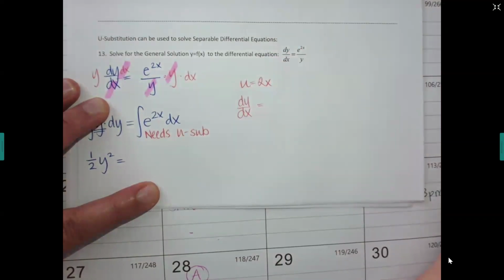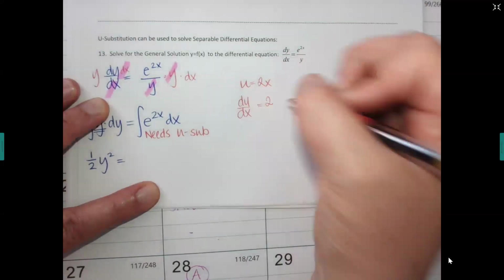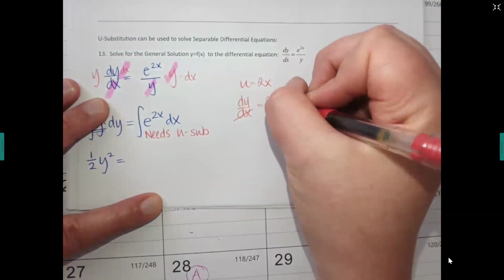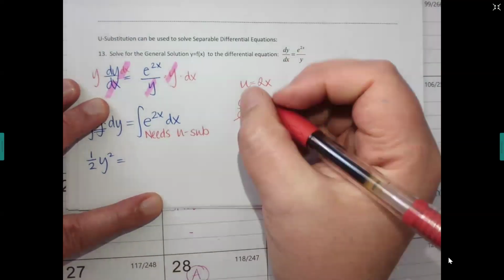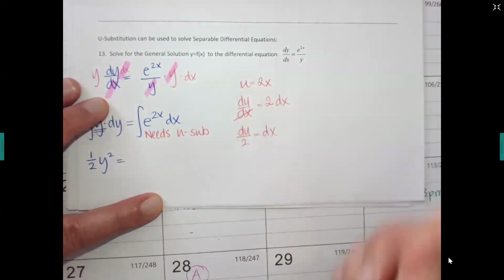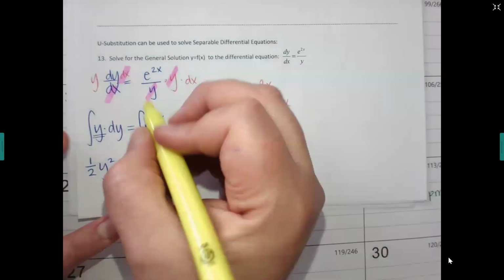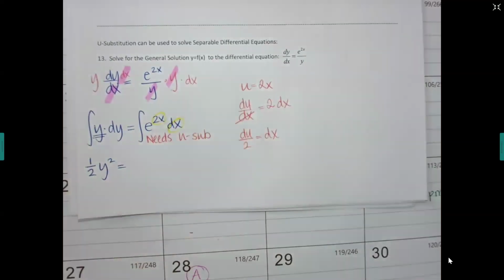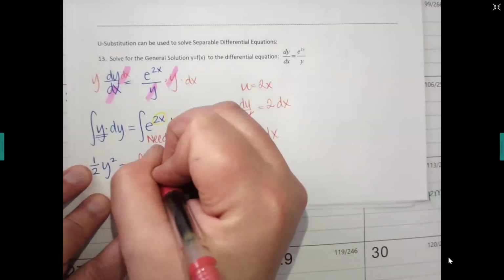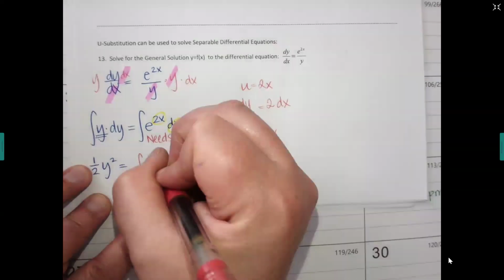What's the derivative of 2x? Just a 2. And then remember, I'm going to times the dx up and divide the 2 down. So my du over 2 is going to replace where my dx is. These are the two pieces you're switching, okay, that are circled in yellow. My 2x is going to go back to a u. My dx is going to go to a du over 2. So it'll be like this. E to the u, and then du over 2.